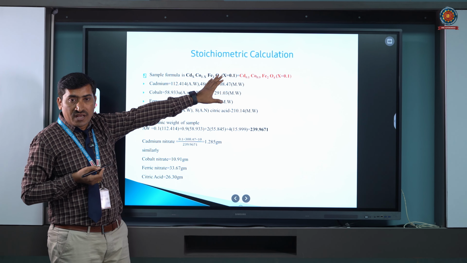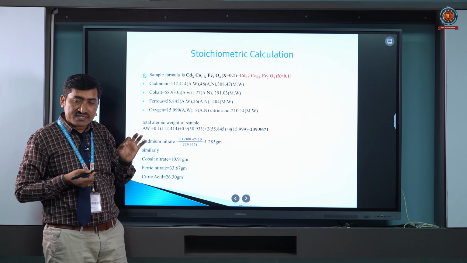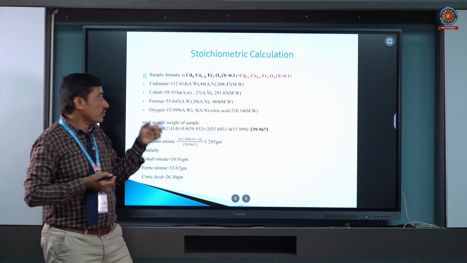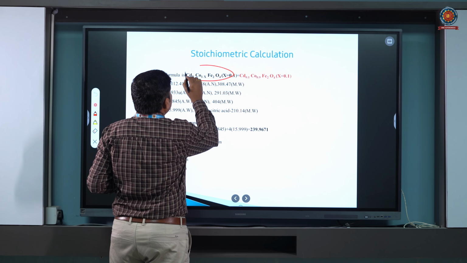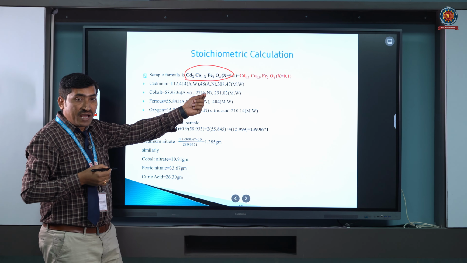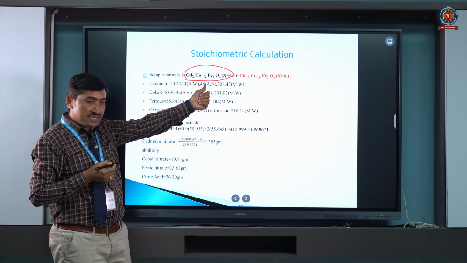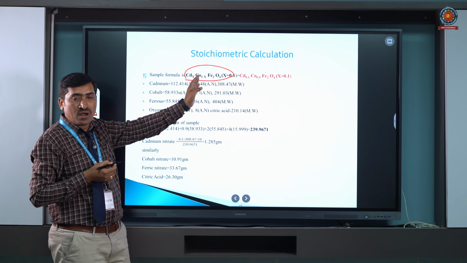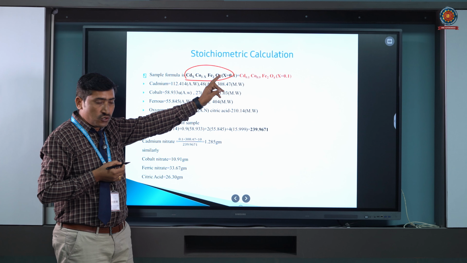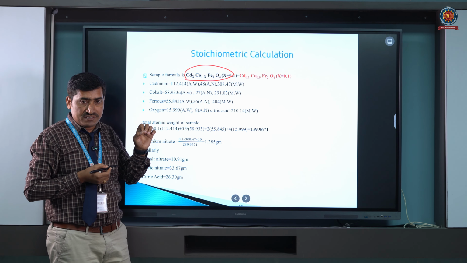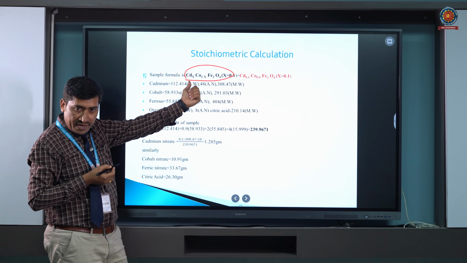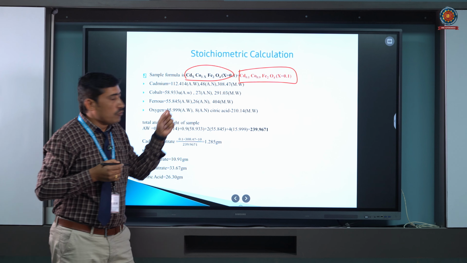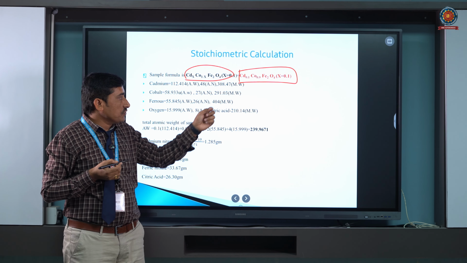What is this? Stoichiometric calculation. That means before we start the synthesis, we will do the calculation. Okay. So this is our sample formula. What is the formula? CdxCo1-xFe2O4. We substitute the value of x. We choose x equal to 0.1, which is the mole percentage. So then, substituting the x value, we get Cd0.1Co0.9Fe2O4.